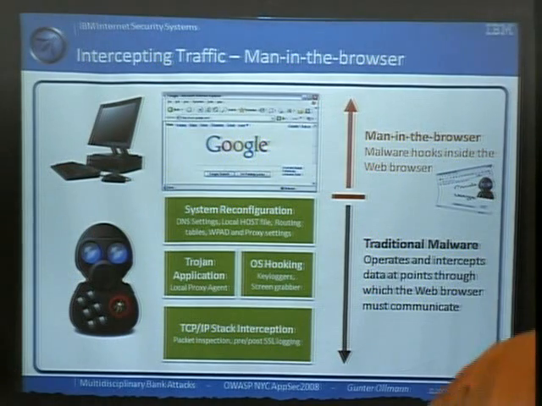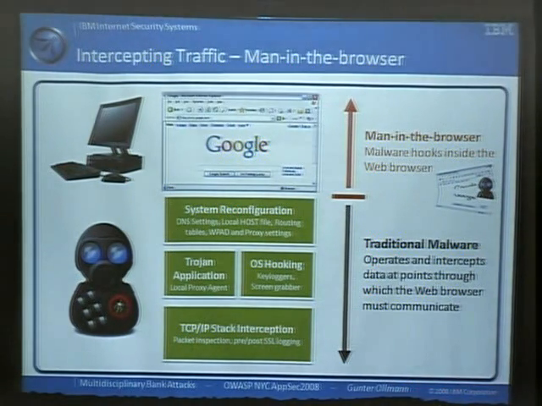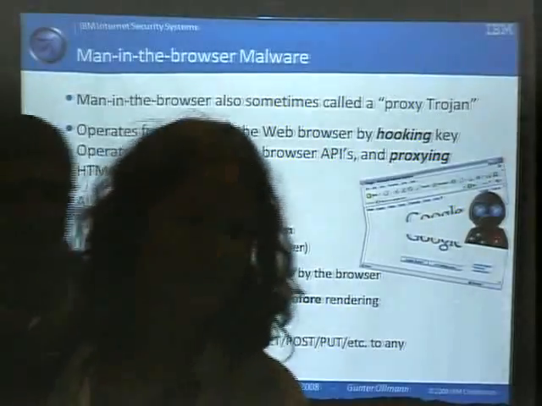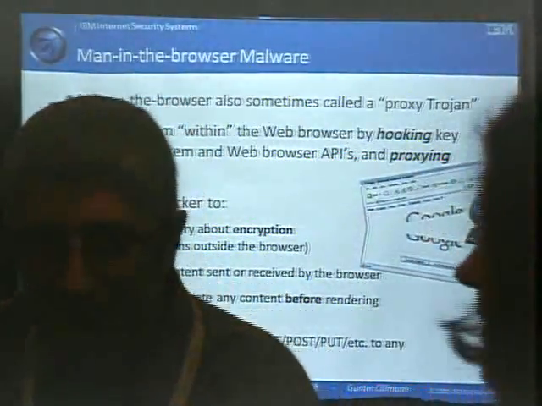So all these things about having to load extra applications and get those running and mimicking, or Trojans having to intercept the stack, doesn't matter if you're operating inside the browser. The browser has the secure connection between the end sites. So what does this really mean? Man in the browser Trojans are more often now called proxy Trojans. They operate from within the web browser by hooking key operating system and web browser APIs and proxy all the HTML data. What this means is that the attacker doesn't care about encryption. That happens at a lower layer.